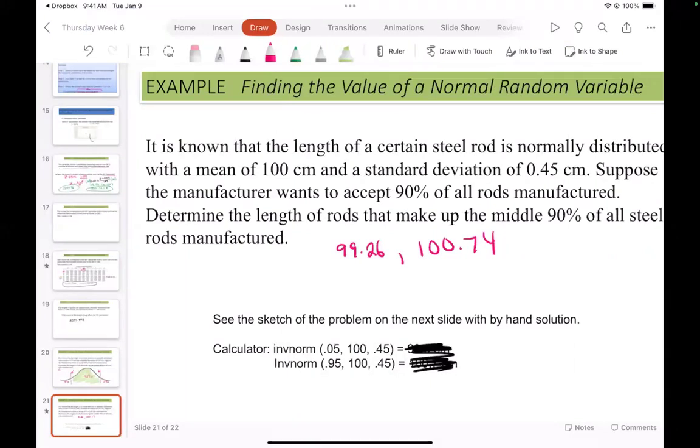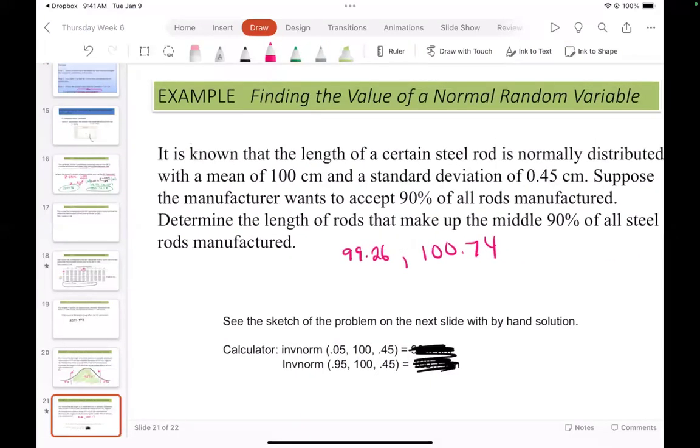Okay, these are centimeters. The rods that are in the middle 90% go from 99.26 centimeters to 100.74 centimeters.